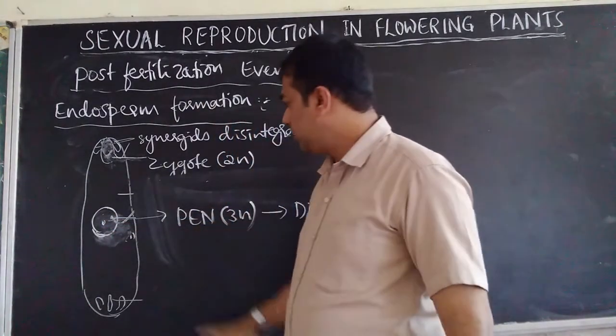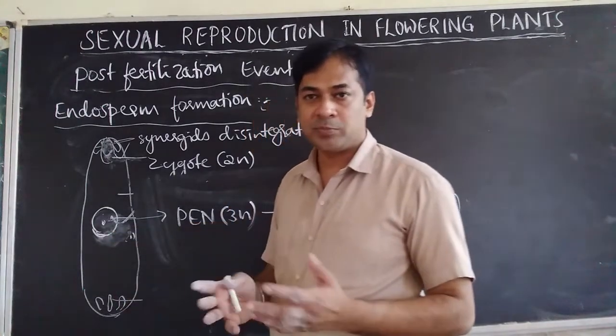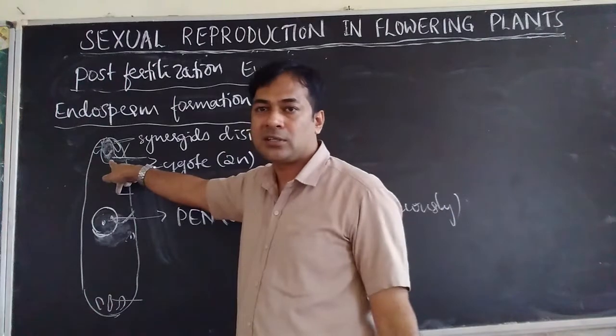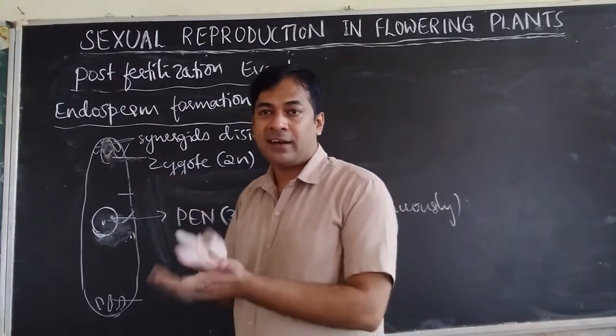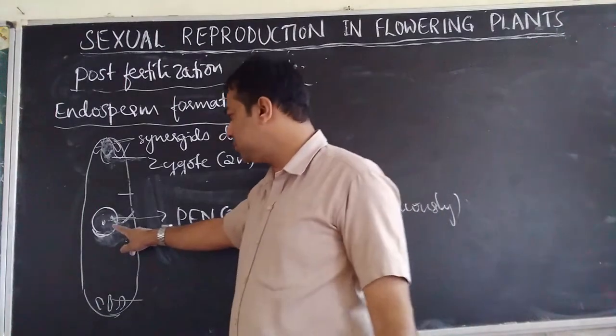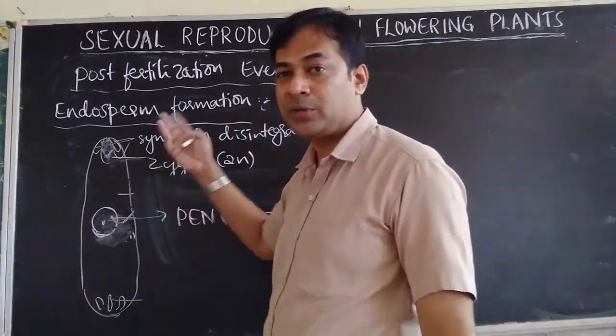Why? Because later, after division, it produces an endosperm. And endosperm is food for the zygote. The zygote will divide only when food is available. So that is why endosperm should divide first and formation of endosperm should happen first.